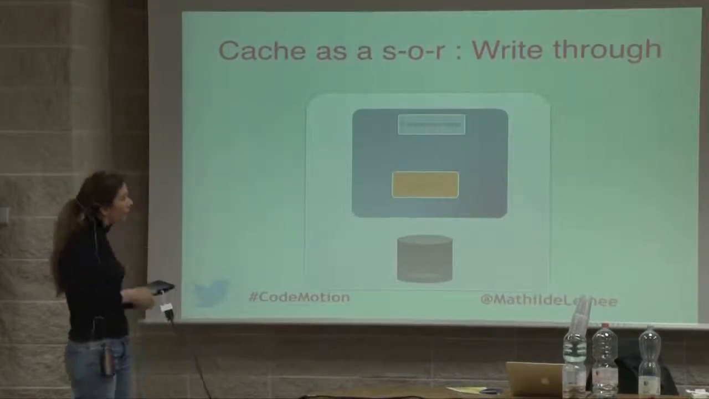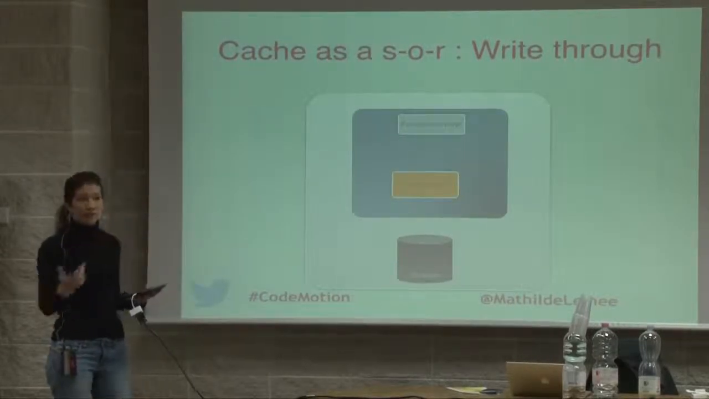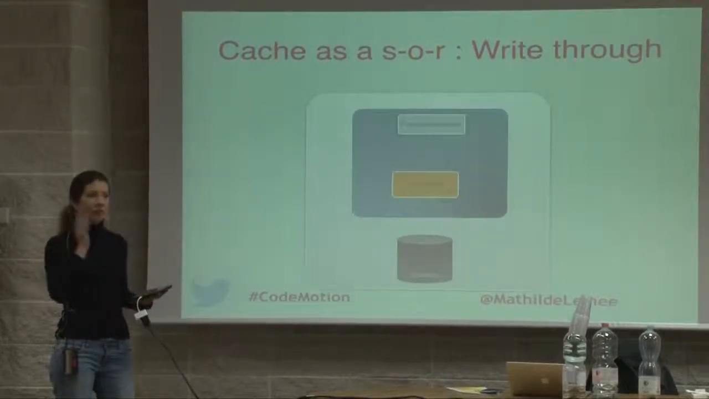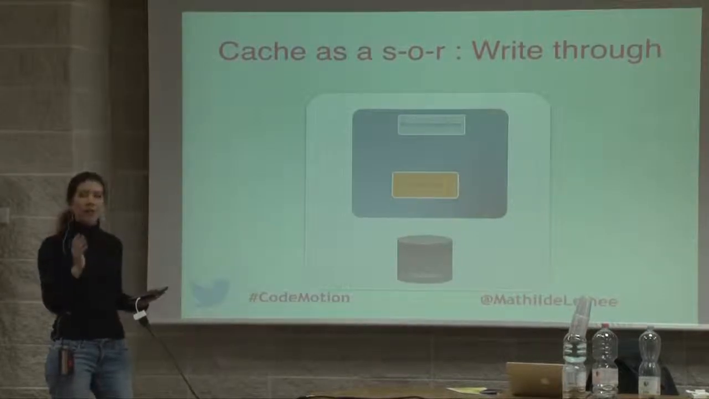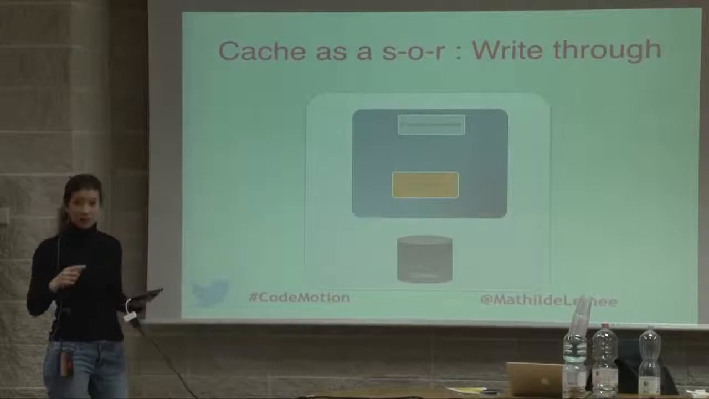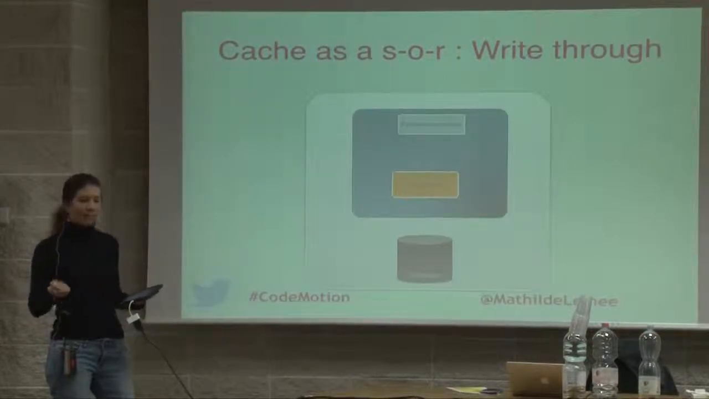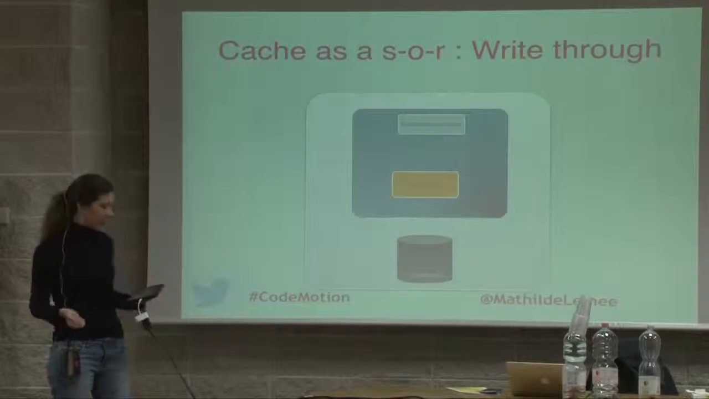Here what's good is that we talked before about desynchronization. Here you don't have it, because everything goes through the cache. So the cache always has the newest values. And because it's a synchronous process between the two, you don't have desynchronization. That's what we call natural invalidation in cache.